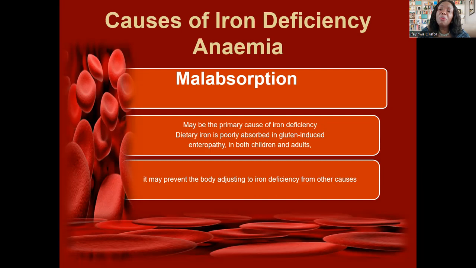So malabsorption is the inability of an individual to absorb iron from diet, either due to diseases that affect the small intestine or duodenal part of the intestine, or for any reason that can prevent an individual from absorbing iron from diet. That can actually lead to iron deficiency anemia.